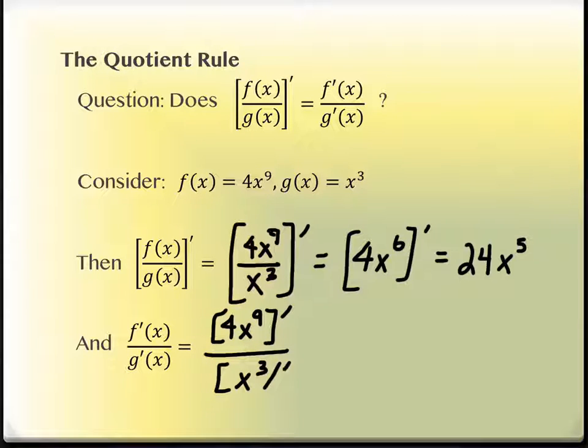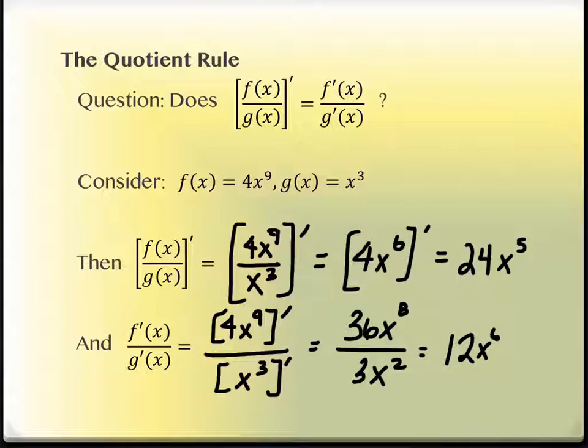And well, we've already spoiled it and told us that it's not going to work, but let's actually see it not work. All right, so what's the derivative of 4x to the 9th? 36x to the 8th over what? 3x squared. Okay, what does this give me? 12x to the 6th. And the spoiler that I mentioned last time, of course, is that these are not the same. So the order does matter. We can't just take the derivative of the top and the derivative of the bottom. There is something else that must be done when we're doing a quotient rule.